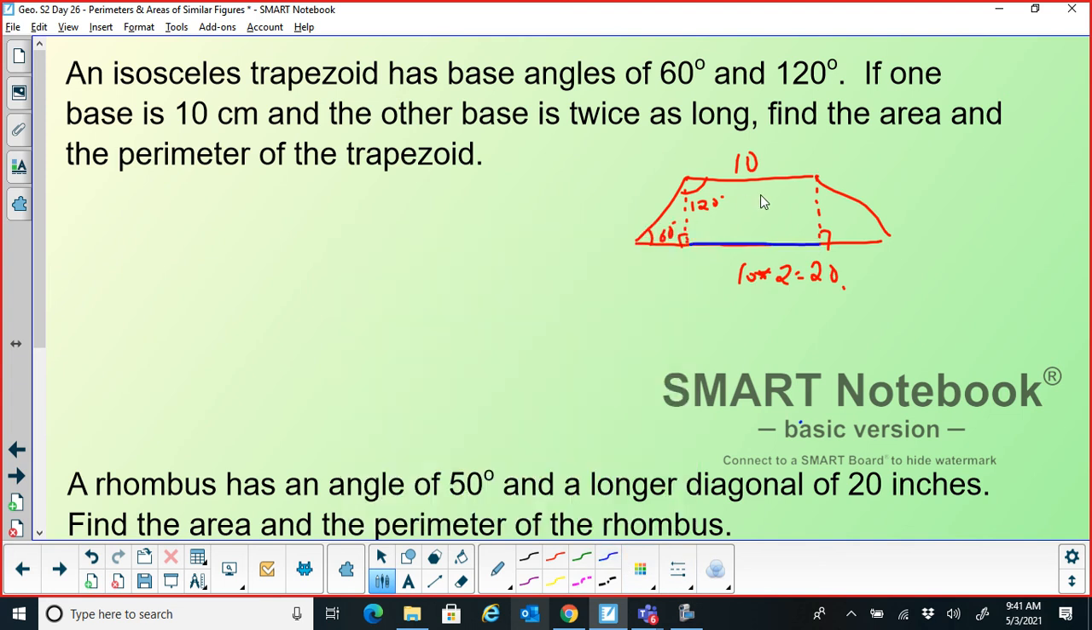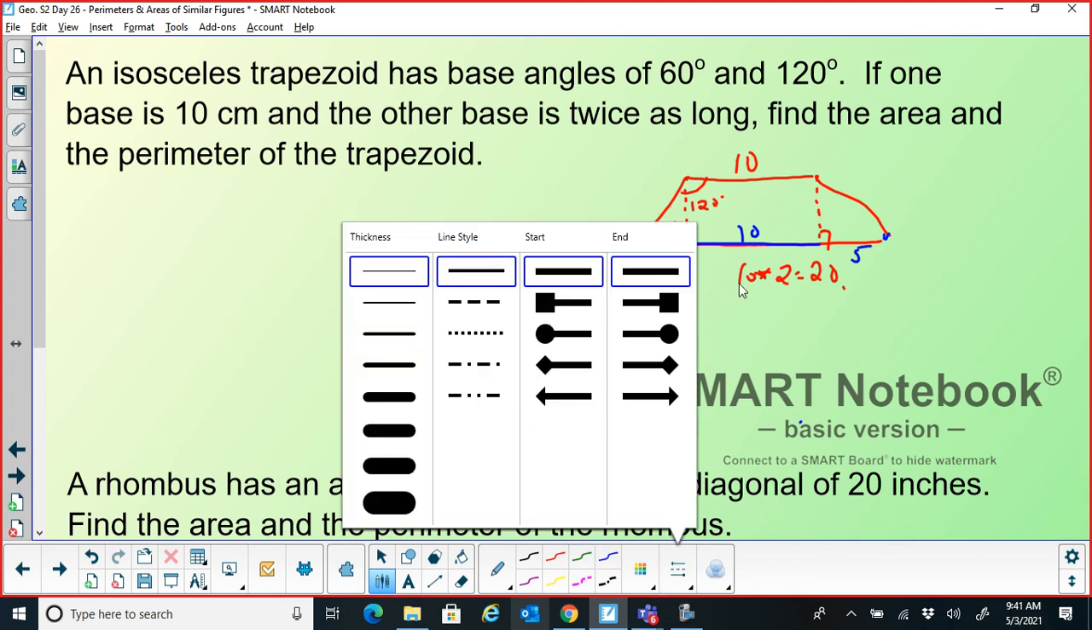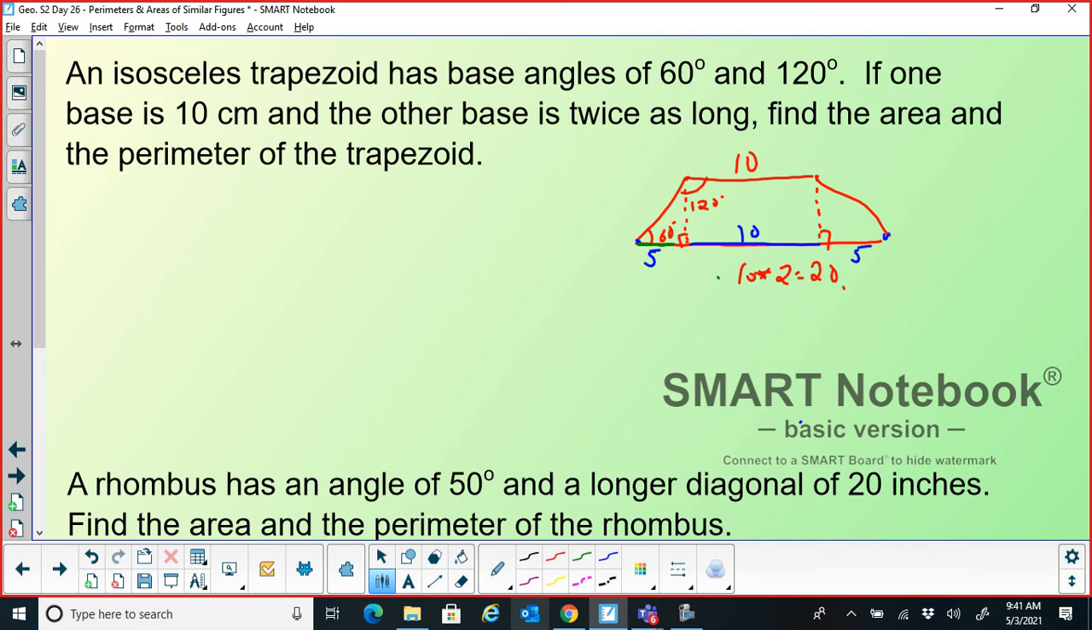Because I'm dropping a perpendicular, this distance is 10, and the total distance from this end to this end is 20, and this is an isosceles trapezoid. So the remaining portion gets split exactly half. So 20 minus 10 is 10. So we have 5 units as this portion, and this also has 5 units. The ones that I'm marking in green will be your 5 units. And I have this angle as 60 degrees and this as 120.